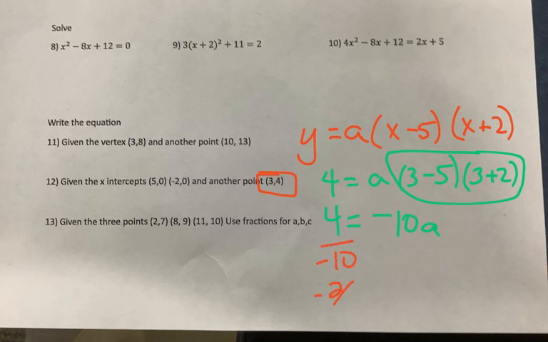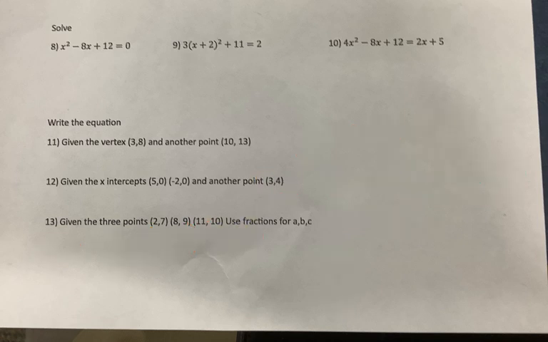That's negative 2/5, reduced. Leave that as a fraction, that'd be good. So negative 2/5 goes for a. You've got (x minus 5)(x plus 2). That's all it is. 13 is not as easy. This one here, you're going to use Gaussian elimination or RREF on your calculator.